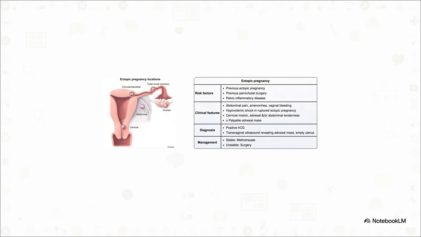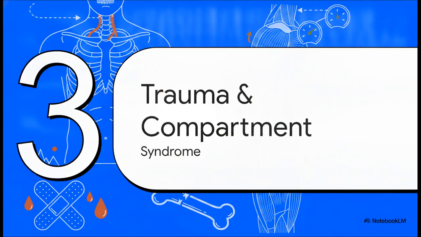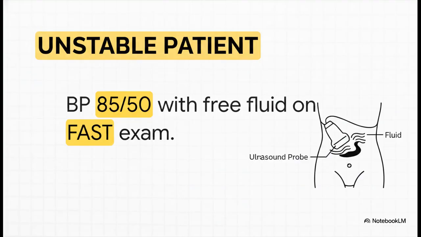The tempting distractor is methotrexate, but it's completely wrong here due to the hypovolemic shock. Methotrexate is only the right answer when the patient is hemodynamically stable. Section 3. Trauma and compartment syndrome. We're going to audit the bleeding algorithms. Case 5. A patient sustains blunt abdominal trauma. Their blood pressure is 85/50.